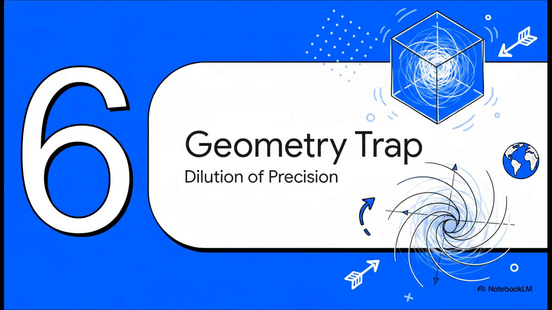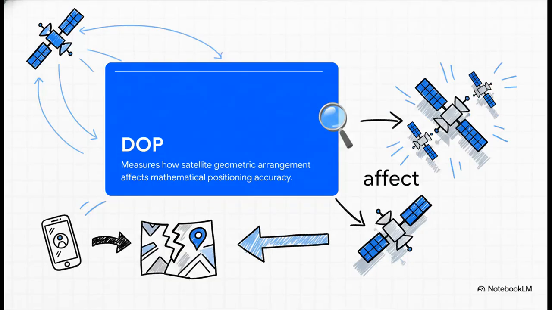Let's jump into the discussion and critical analysis. The geometry trap. Okay, here is the catch. Even if your receiver's math is absolutely flawless, the system has a critical physical vulnerability that the paper analyzed in depth. That vulnerability is known as the dilution of precision, or DOP. DOP is a critical factor that measures how the physical geometric arrangement of the satellites up in the sky affects the mathematical accuracy down on your device. It is essentially the ultimate geometry trap.